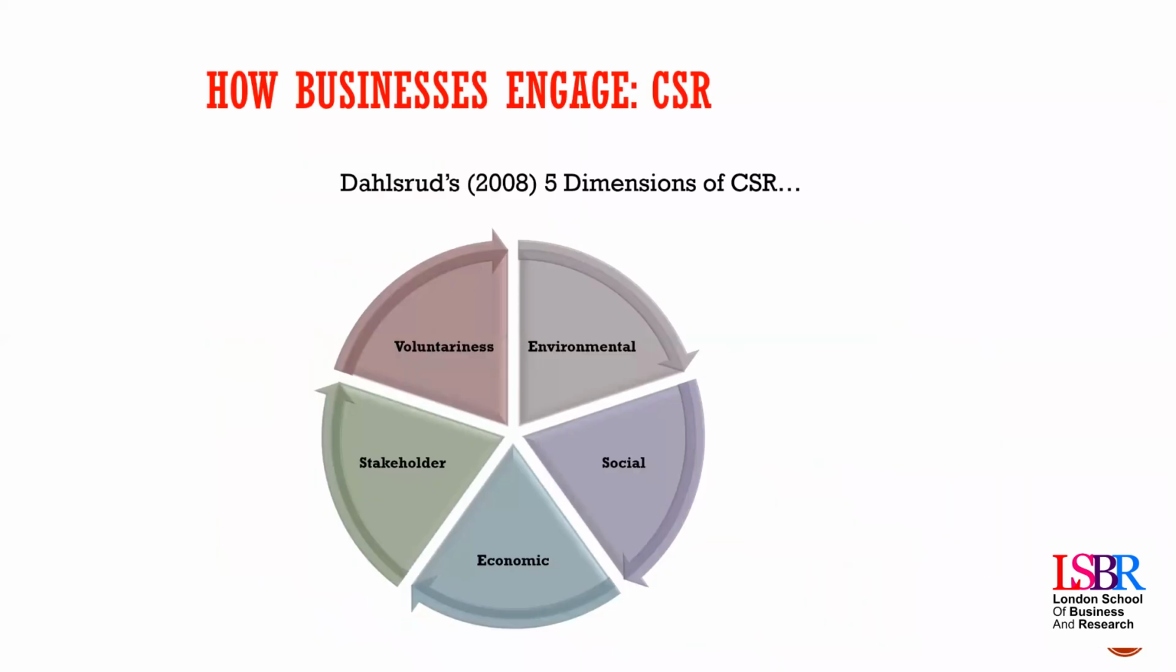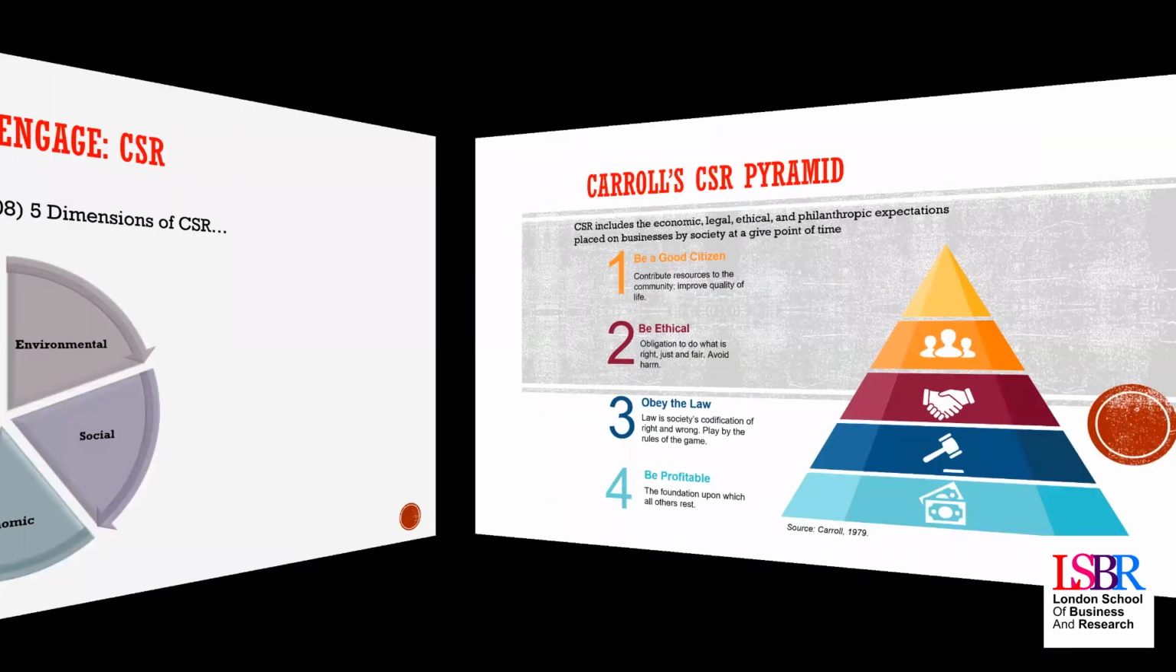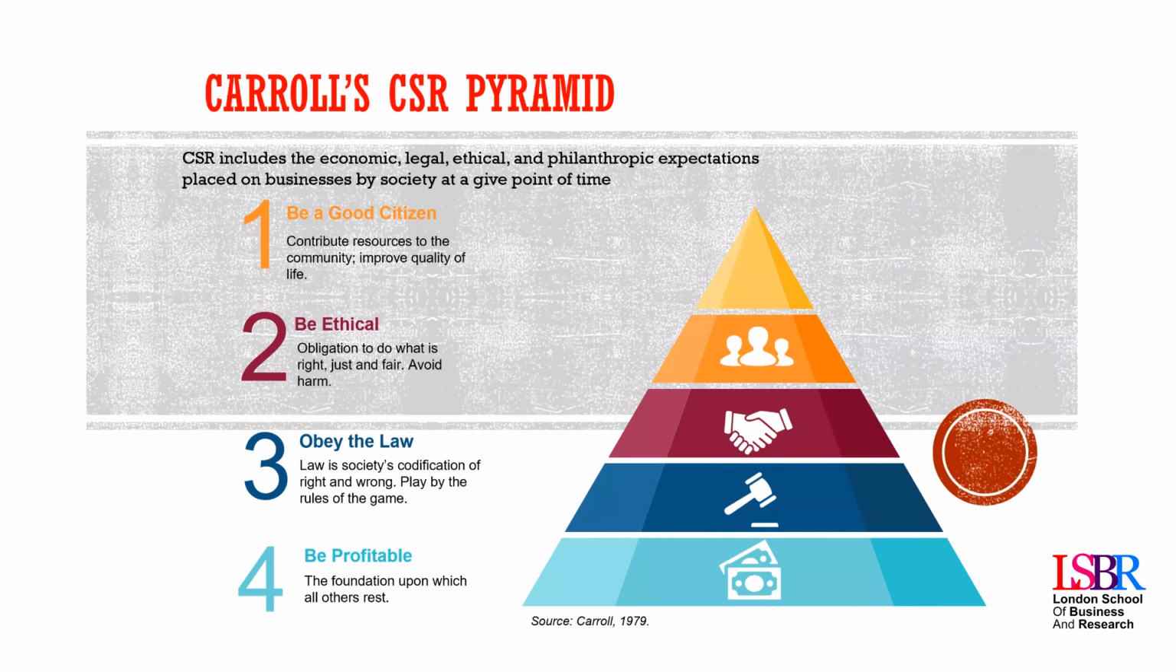How can businesses engage with CSR? So Dalsrud's 2008 5 dimensions model is quite useful. These are different areas that businesses may want to look into if they want to engage in CSR practices. Carroll's CSR pyramid is a useful way for us to break this down further.